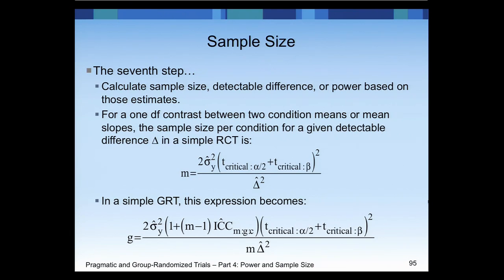If we have a 1 degree of freedom contrast between 2 means or 2 mean slopes, the sample size calculation for the number of members in a randomized clinical trial is the first expression, and the corresponding expression for a group randomized trial is at the bottom of the screen. I showed you the formula for detectable difference earlier. This is the formula for the number of groups we need in each condition. It involves the same elements algebraically, but they're rearranged to solve for G.